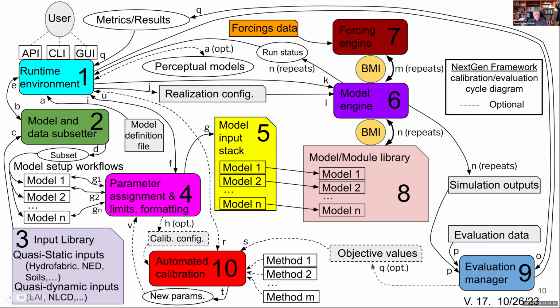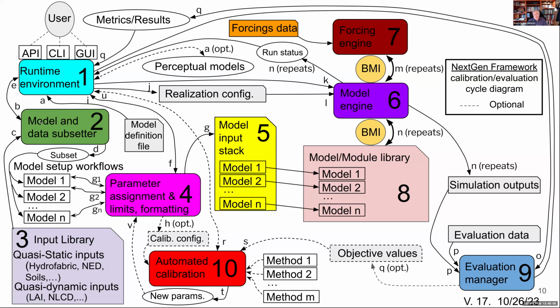Now we have an input library that is massive, and it's getting bigger every day. We have quasi-static inputs, the hydrofabric, which is the hydrofabric data model, the national elevation dataset, soils maps, you name it. There are thousands of these things that are not updated very often. There are also quasi-dynamic inputs like leaf area index and the national land cover dataset that are updated with some frequency. All of those things exist either on a local machine or out on the web somewhere. This data subsetter knows how to get those data.